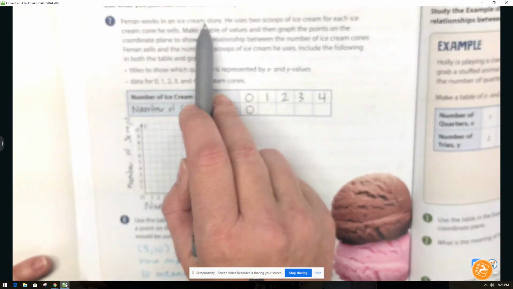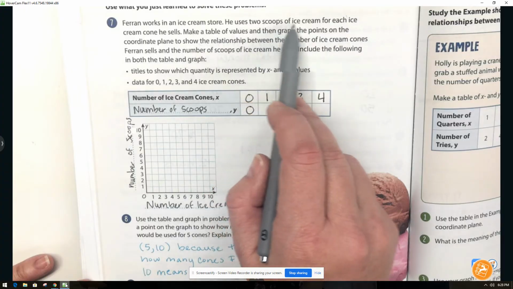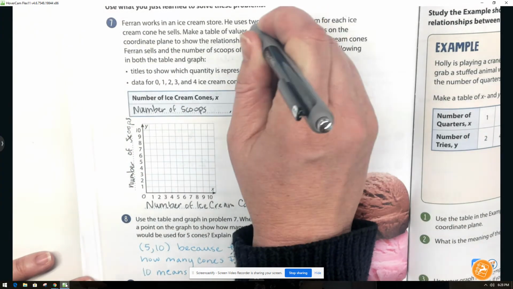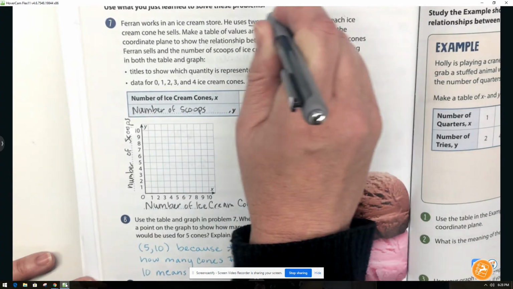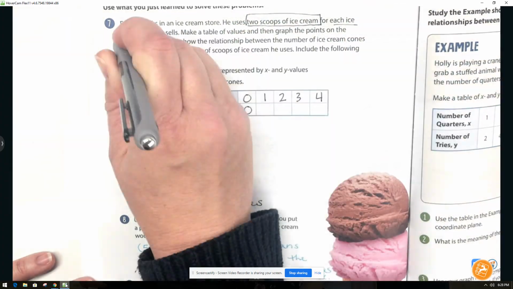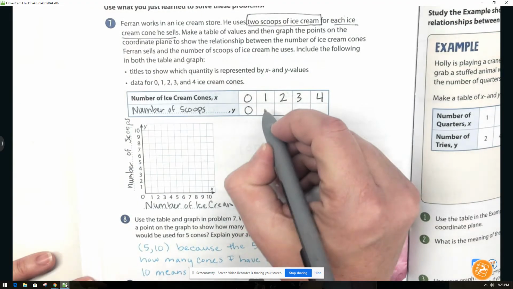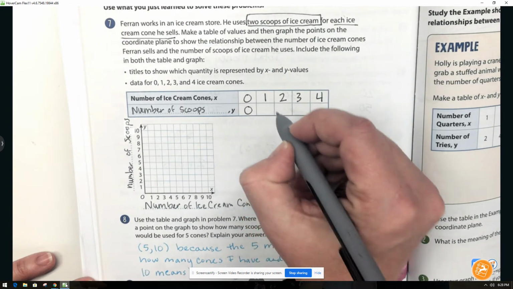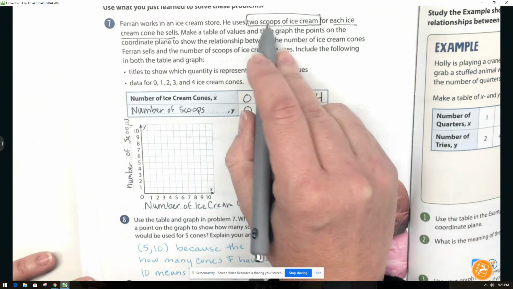Theron works in an ice cream store. He uses 2 scoops of ice cream for each ice cream cone he sells. So 2 scoops of ice cream for each ice cream cone he sells. So we know if he sells 1 ice cream cone, how many ice cream scoops would that be? That's right, it would be 2 scoops.